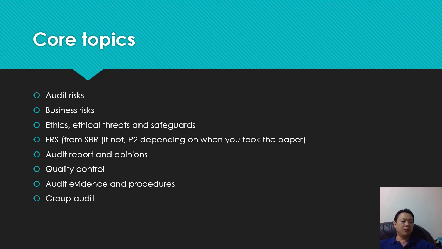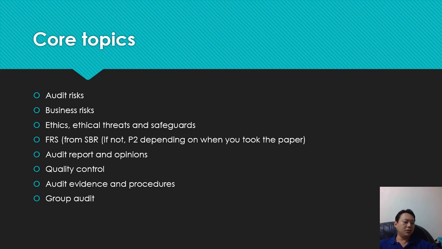Okay, as for the audit report, typical things that I can foresee would be the key audit matters and emphasis of matters, which are required. And it is not surprising that students tend to confuse the KAM and the EOM. You need to make sure that you are absolutely familiar with the differences between the two. Quality control is also a regularly tested topic, followed by evidence and procedures.